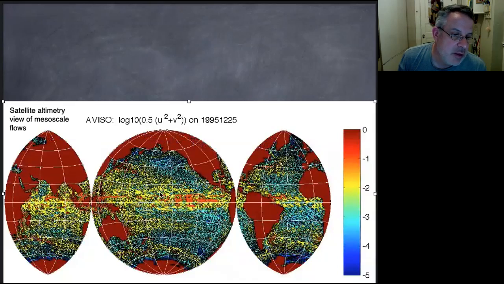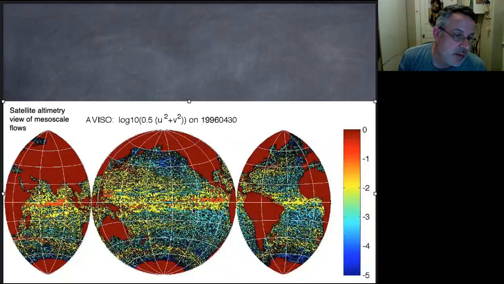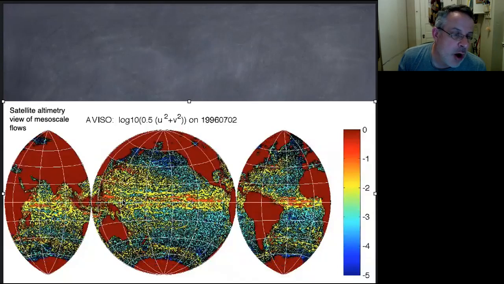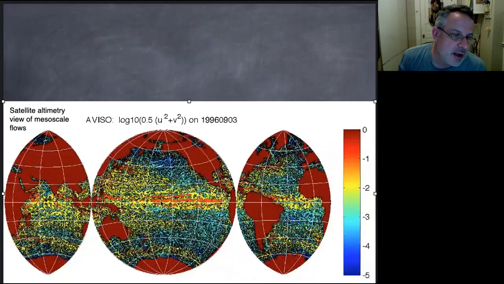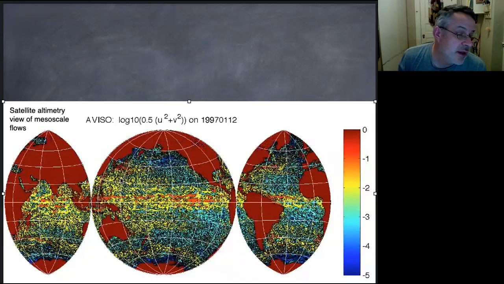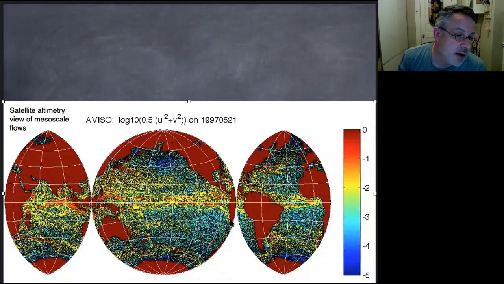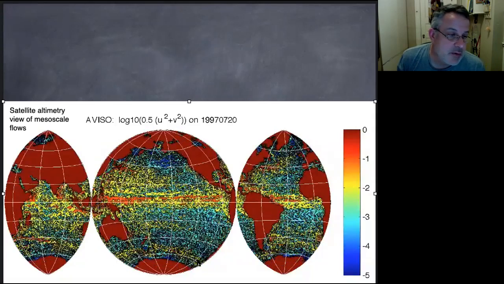Look how the ones just off the equator are systematically going westward. Hey, maybe those are Rossby waves. The ones right on the equator are systematically going eastward. Hey, maybe those are Kelvin waves. And then off the equator, you can see lots and lots of Rossby wave-like patterns, or maybe they're eddies. Beautiful stuff.